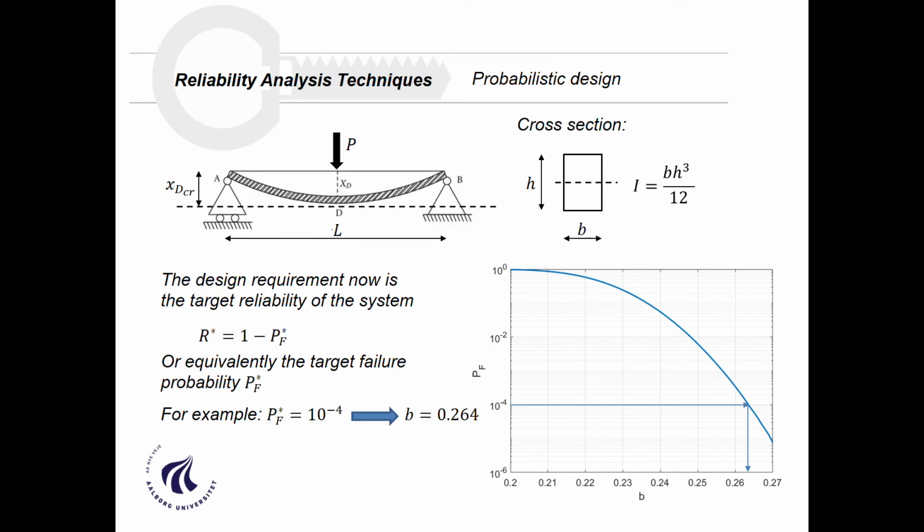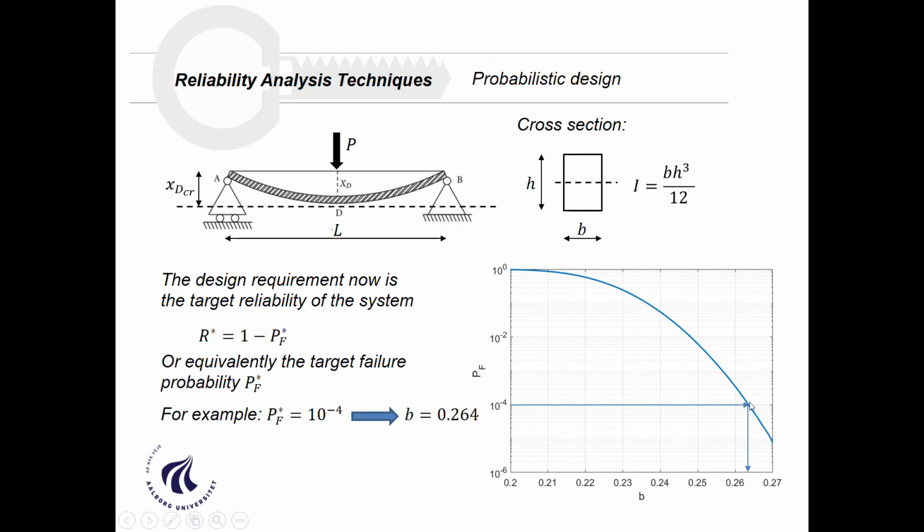So continuing with our example, the design requirement now is the target reliability of the system, which is given by this expression, which is R star equal to 1 minus the target failure probability, or equivalently we can also say that our design requirement will be the target failure probability. So in case our target failure probability is 10 to the minus 4, for example, we can realize which is the value of B satisfying this requirement.